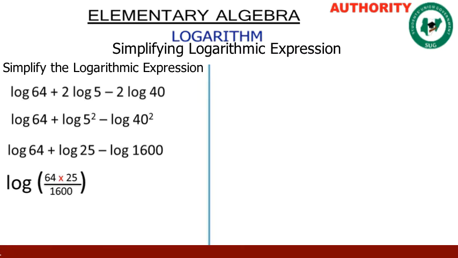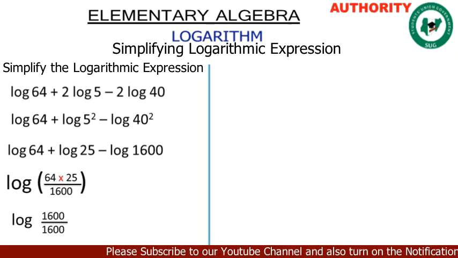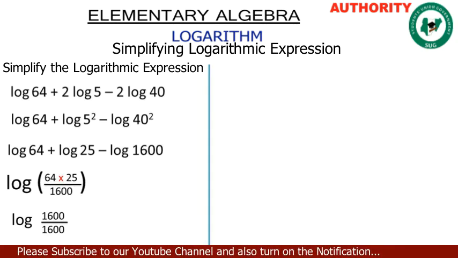Now we have plus, so we're going to have multiplication. And then in this minus, we're going to have division. So we're going to have log 64 times 25 divided by 1600. So we're going to have log, open bracket, 64 times 25 will give you 1600, all over 1600.